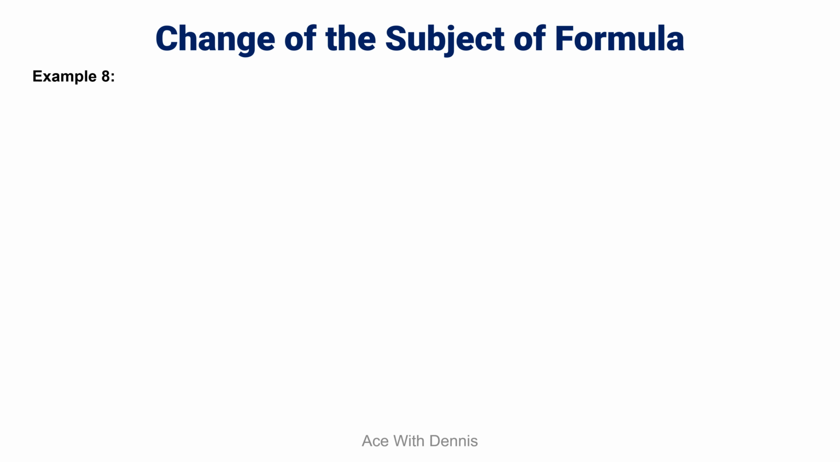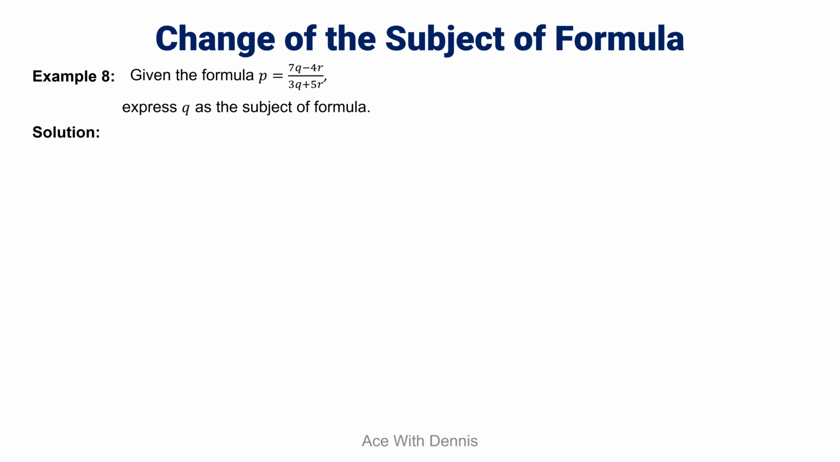Now let's look at example 8 here. Given the formula P equals 7Q minus 4R over 3Q plus 5R. Express Q as the subject of formula. Okay, as you can see here, the formula now looks slightly more complicated. So the solution is, given this is the formula, so I want to make Q the subject. And from here, as we can see, the Q is at the numerator and also at the denominator of this fraction. So what I have to do is we have to move this denominator to the left-hand side and becomes multiplication. So it will be P times 3Q plus 5R equals 7Q minus 4R.